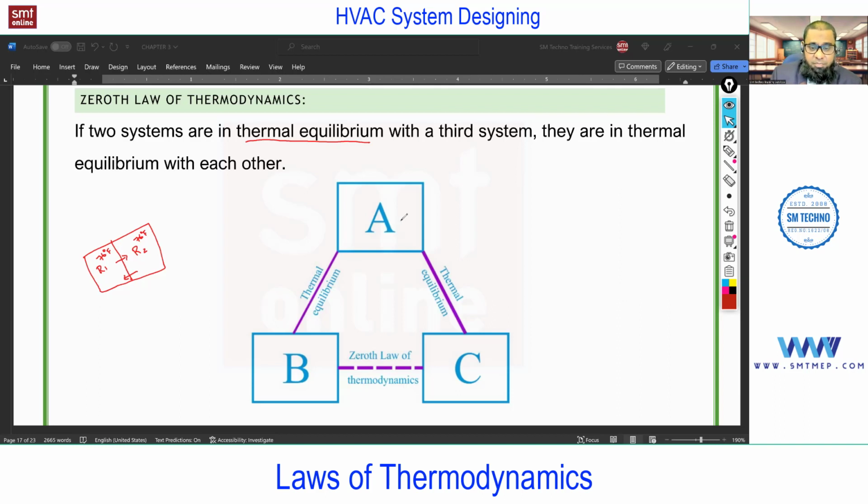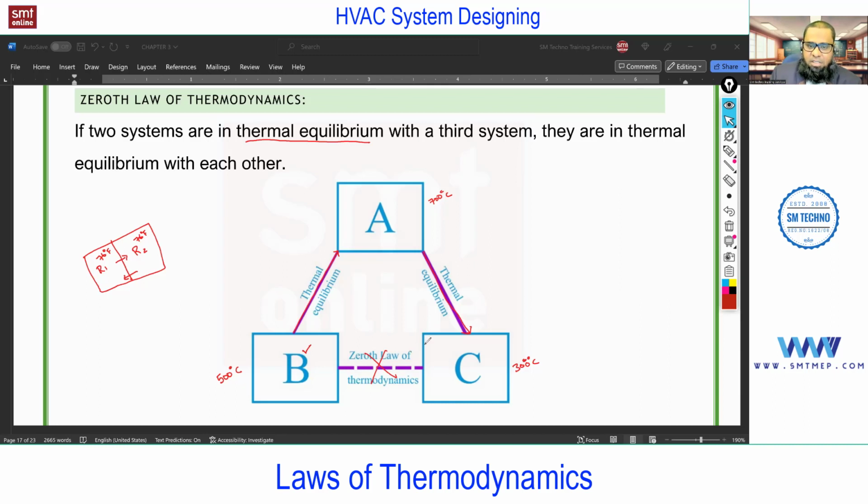So the zeroth law is simple. For example, assume that body B is physically connected with body A, and body A is physically connected with body C. Assume body B is at 500 degrees centigrade, body A at 700 degrees centigrade, and body C at 300 degrees centigrade. You see, there is no physical connection between B and C. Physically, A and B, and A and C are connected. So what will happen after some time?